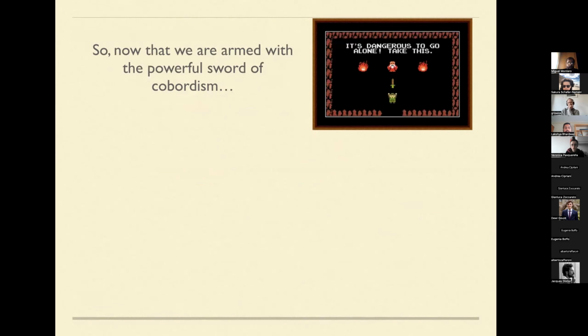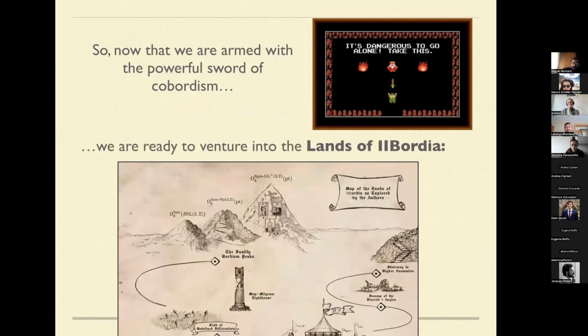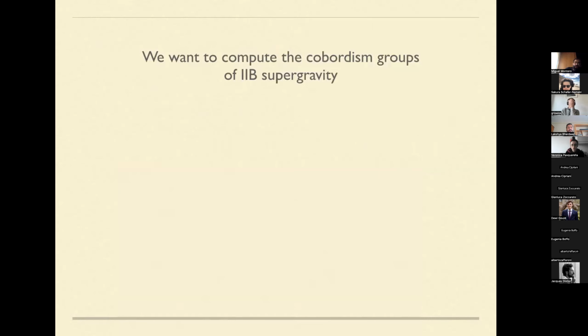So now that we are armed with the powerful sword of cobordism, we are ready to venture into the lands of IIBordia. So what are we going to do, really? We're going to compute the cobordism groups of type 2B supergravity. Of course, we're interested in this because it's the low energy limit of type 2B string theory. And one thing that we're going to do, on top of just the vanilla geometric spin bordism groups, is that we're going to introduce a duality bundle.